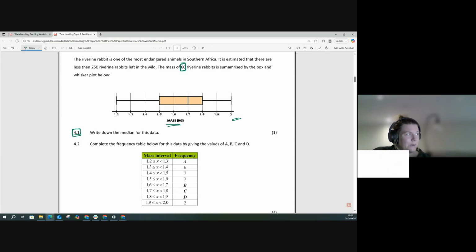4.1, nice, easy question. Write down the median of this data. So have a look at your box and whisker and tell me what my median is. Do not forget units. Good. Nice job. Good job.